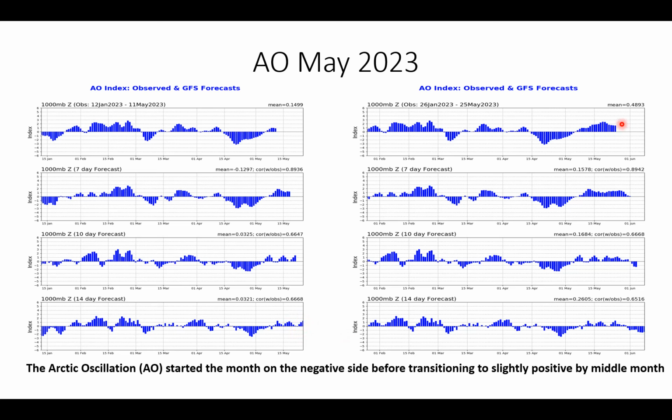And then over here on the right, this is from the 25th of May towards the end of the month, and you'll notice how positive things were for the Arctic Oscillation. There was a forecast at this point in time for the Arctic Oscillation to turn negative in early June.